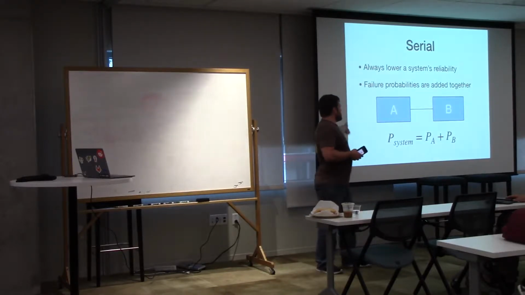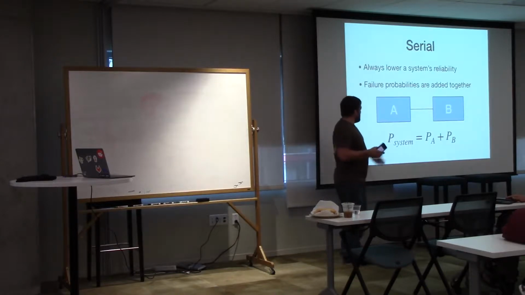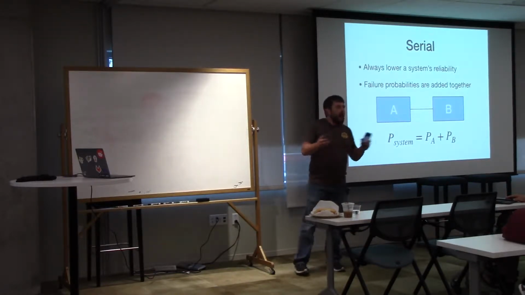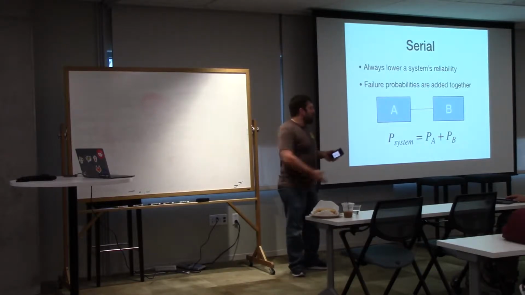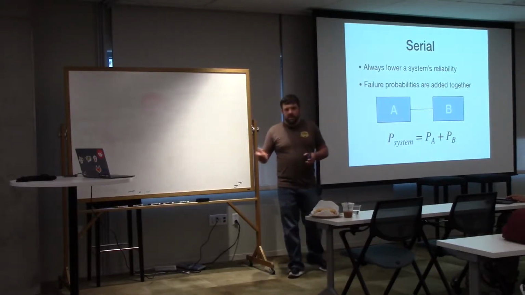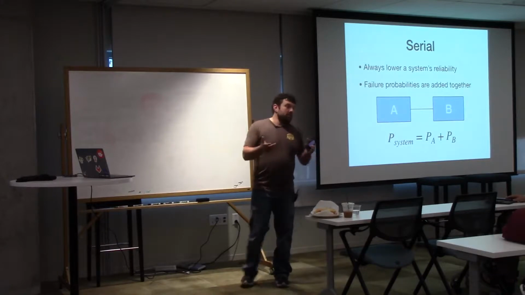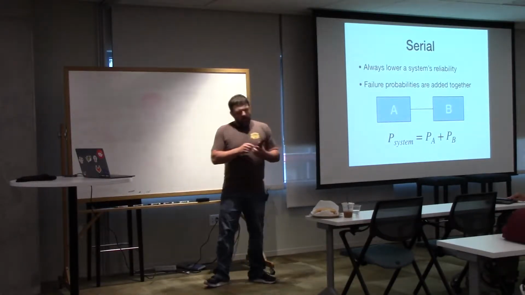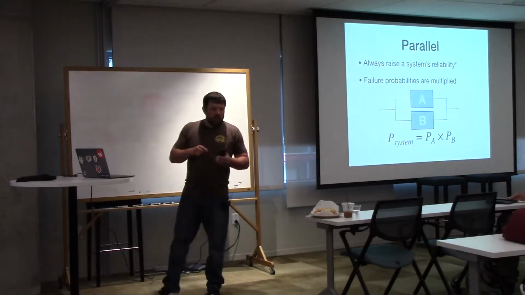And the way that's expressed in some of the systems engineering disciplines is that you've got probabilities of failure adding together. So say you have a 1% chance of A failing and a 1% chance of B failing. The chance of your entire system failing is 2%. It's pretty easy to grasp. Parallel.